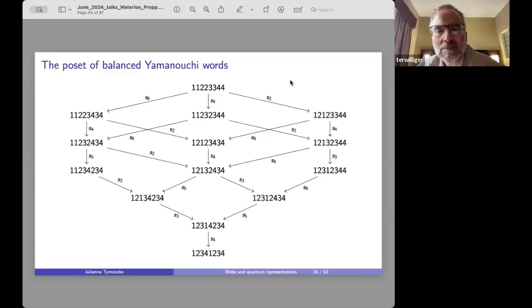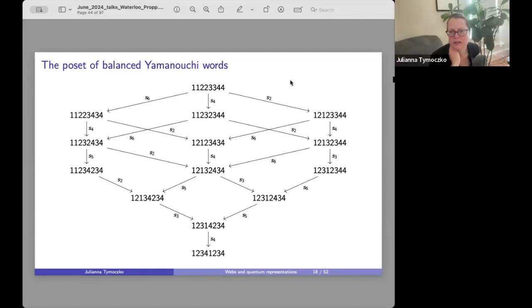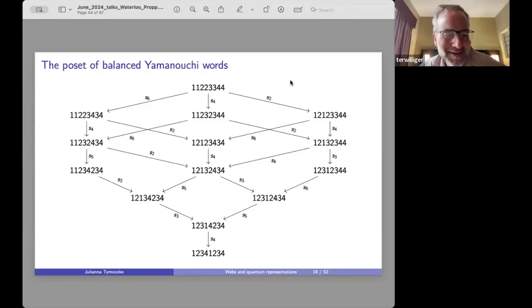Because you can sort of erase any number of letters and restrict down to the poset that you would get on a smaller alphabet. Yeah. Well, very interesting. Thank you.